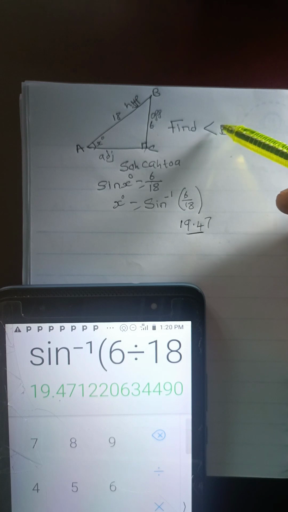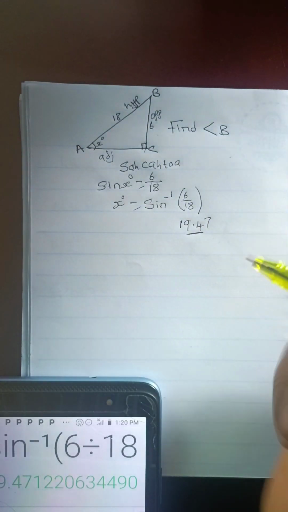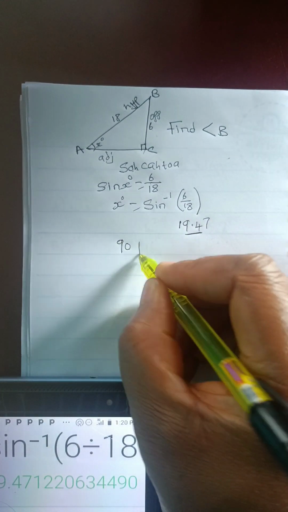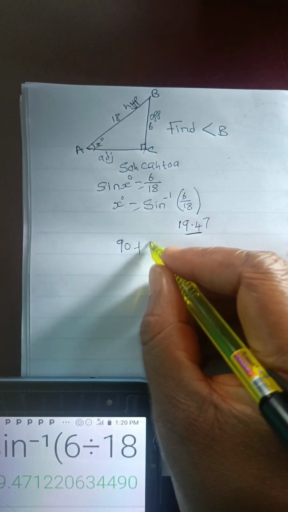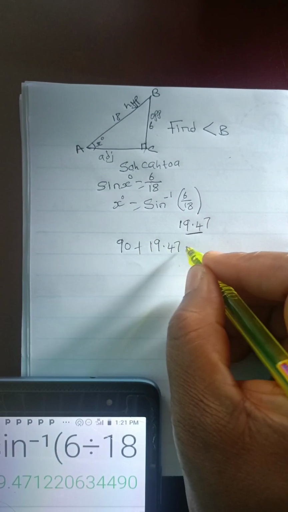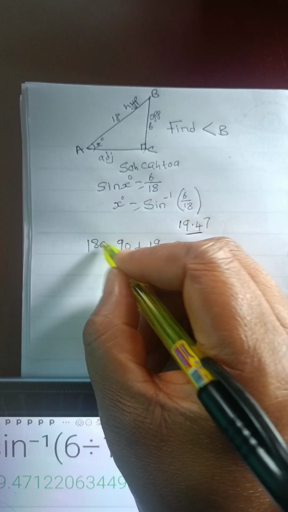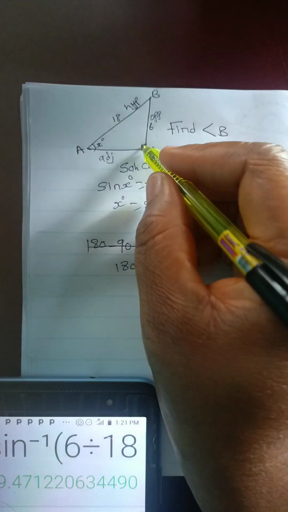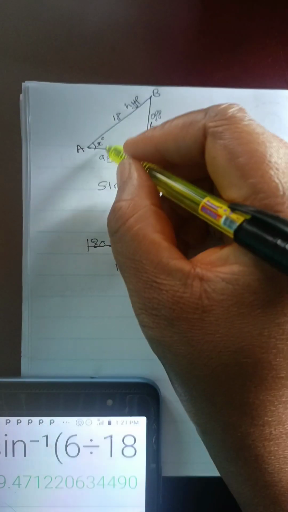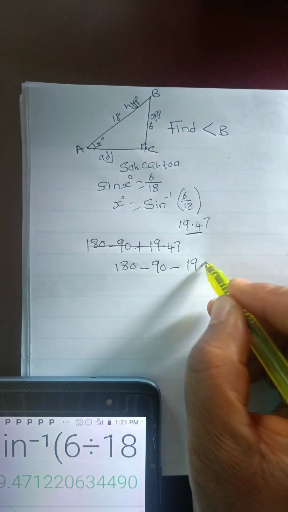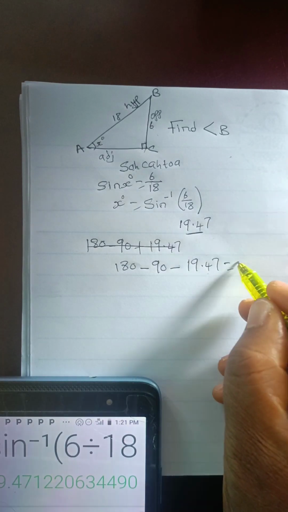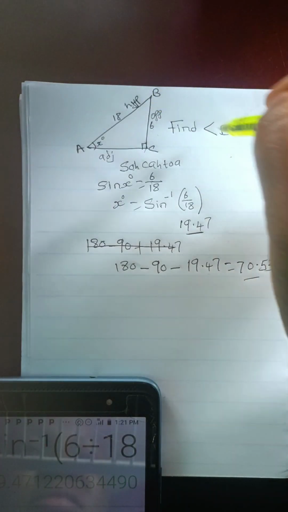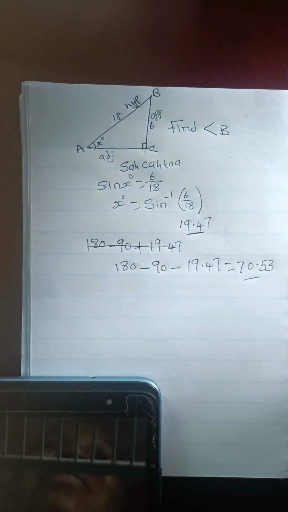Since we have this, how do we get B? Don't forget we have to find B. B is actually what we're looking for. Since we know C is 90, because it's a right angle, 90 plus x, which is now 19.47. When we've added them together, we'll say 180 minus this, or preferably 180 minus 90 minus x, which is 19.47. When we've done this, we have 70.53. So B is 70.53.